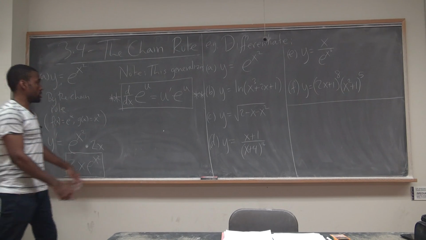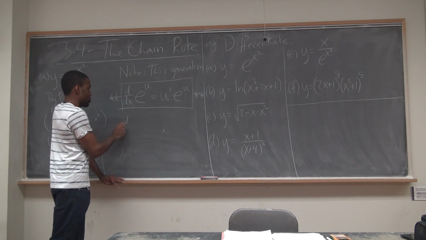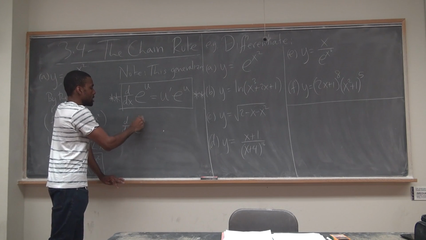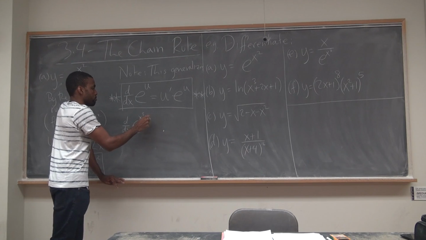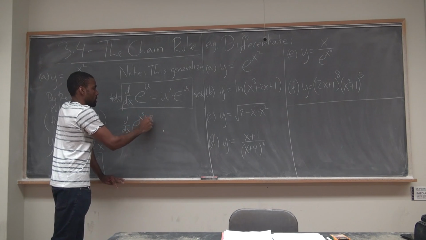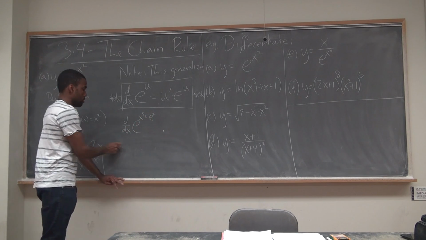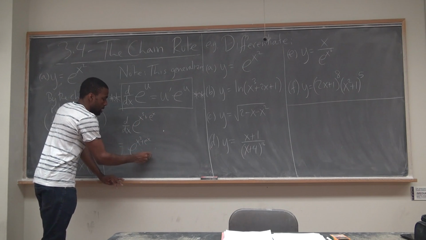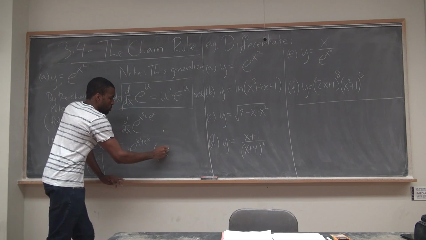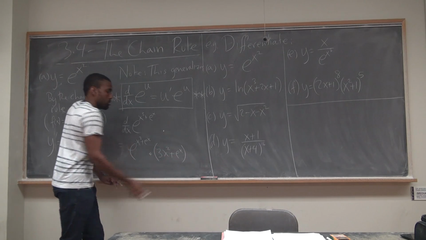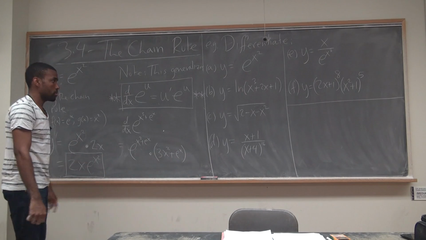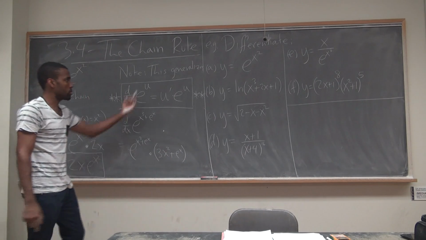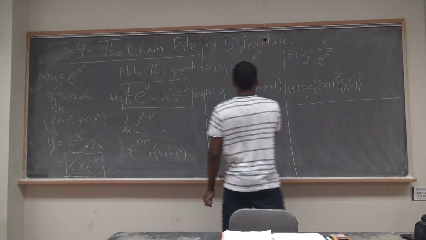So I could make this as complicated as I want. I could say, what is the derivative of e to the (x cubed plus e to the x)? That's going to be e to the (x cubed plus e to the x) times (3x squared plus e to the x). That's the answer. And it applies by the chain rule: differentiate the outside, multiply by the derivative of the inside.